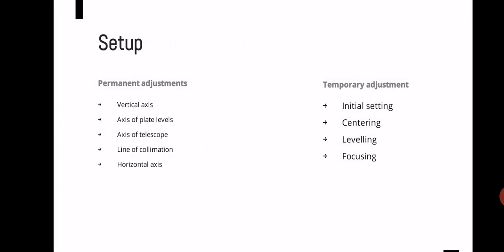In initial setting, we have to fix the theodolite on a tripod along with the approximate leveling and centering over the station mark or the required point. For setting up the instrument, the tripod is placed over the station with its legs widely spread so as to support the weight of the theodolite easily.